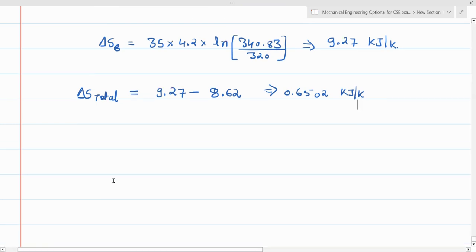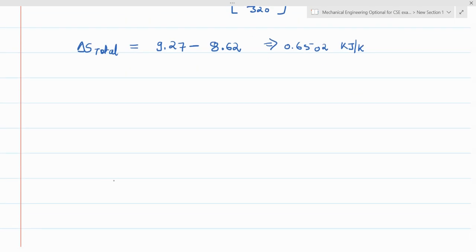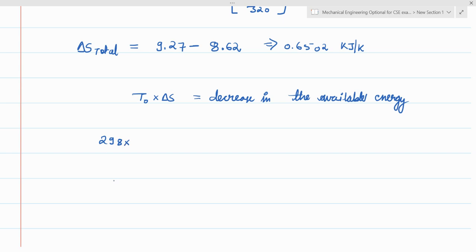Now from Gouy-Stodola theorem we get the value of irreversibility, that is equals to T naught into delta S, which is equal to the decrease in the available energy. So if we plug in the values here, 298 multiplied by 0.6502, this becomes 193.77.